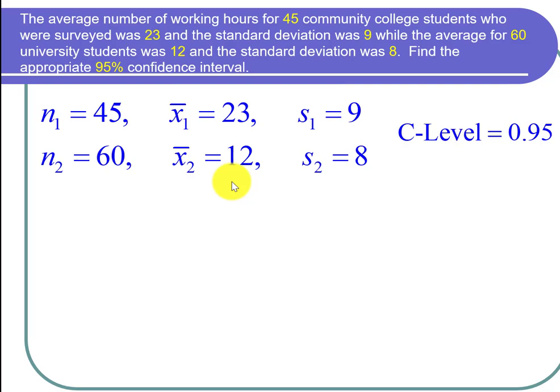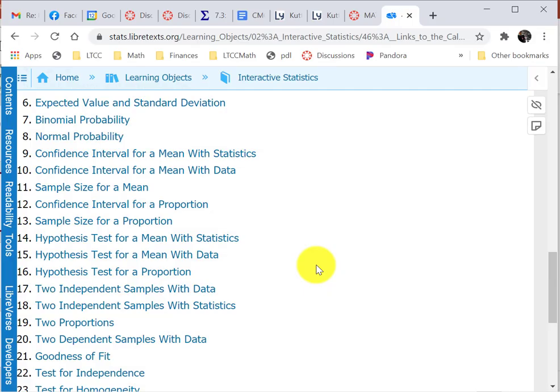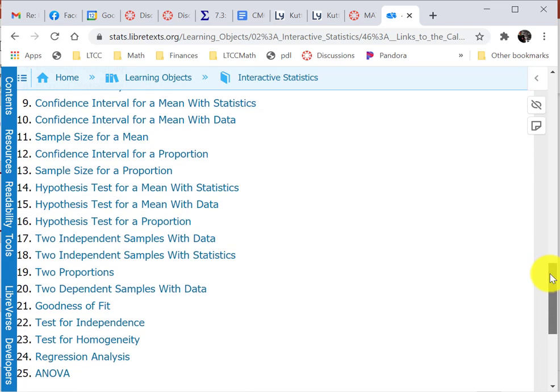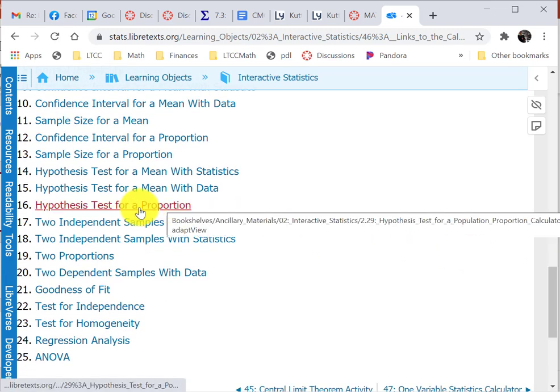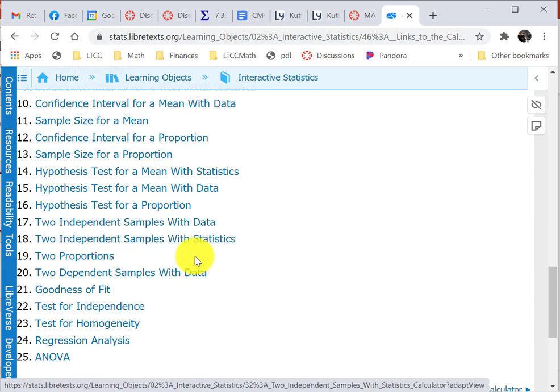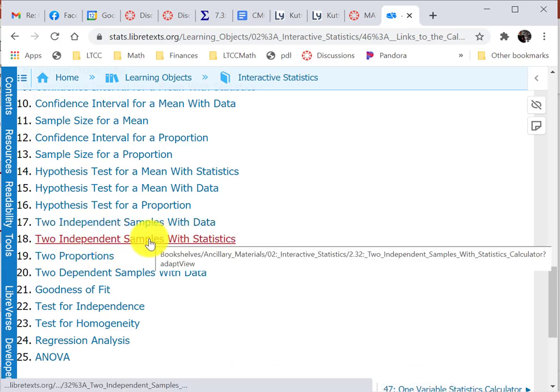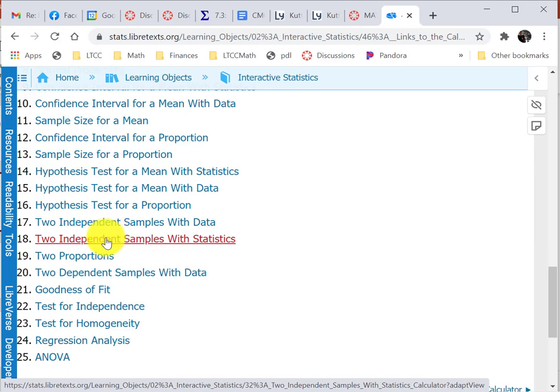So let's do that. Here's our calculator, and we're finding a confidence interval for two different means. And these are independent. It's not like we paired up the community college students with the university students. It's one group and another group, and they're independent of each other. So in particular, if I look at two independent samples with statistics, I don't have data, I have statistics. I click on that.